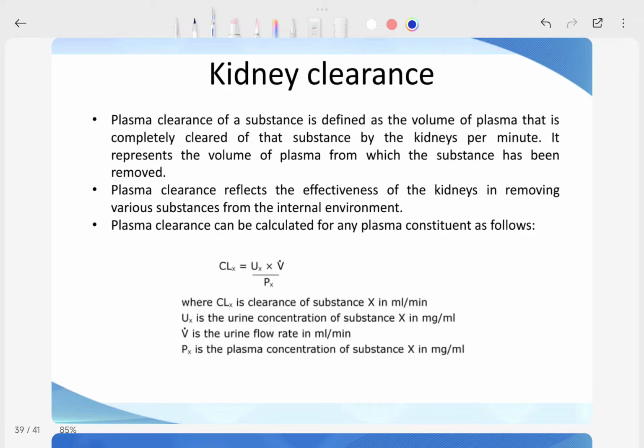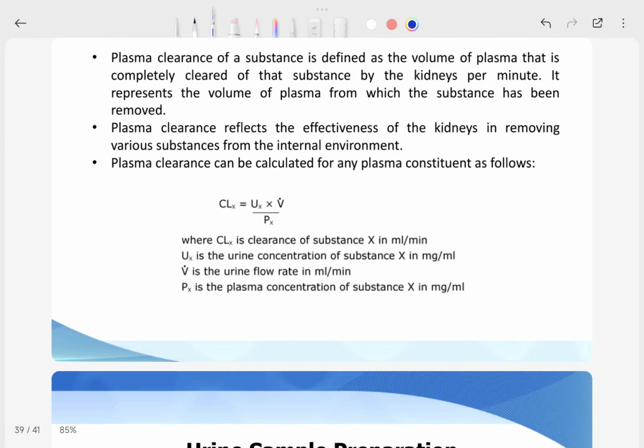And then let's go to the next one, which is kidney clearance. For the kidney clearance, the plasma clearance of a substance is defined as the volume of plasma that is completely cleared of the substance by the kidney per minute. So it represents the volume of plasma from which the substance has been removed. So the plasma clearance reflects the effectiveness of the kidney in removing various substances from the internal environment.